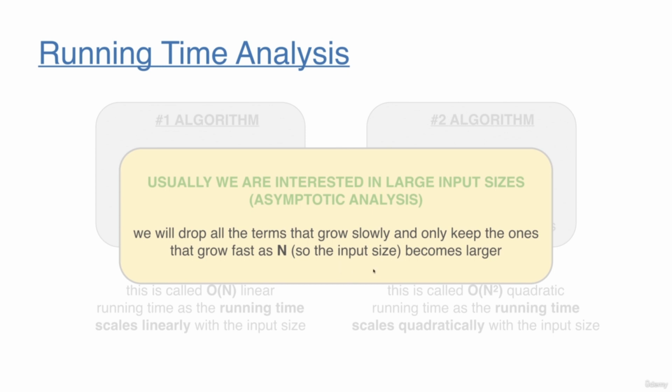We are interested in cases when the input size becomes larger, such as 10 million items, 100 million items, and so on. This is when, for example, linear running time complexity is way better than quadratic running time complexity. So these are the topics we are going to talk about in the next lectures as well.